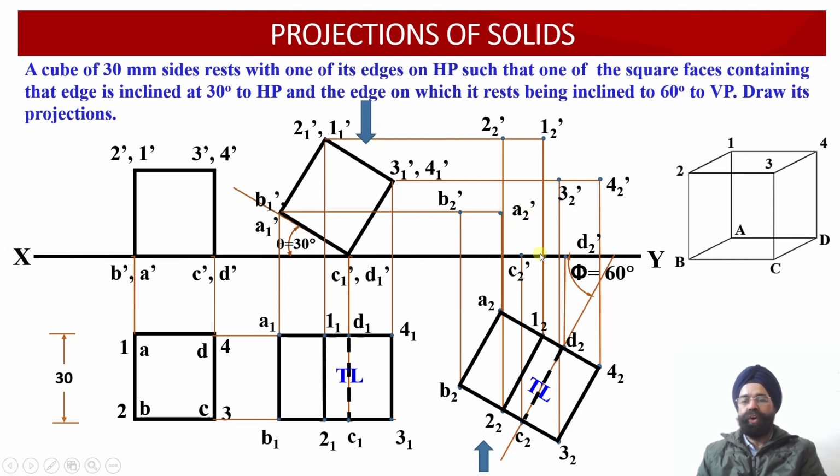So 4 points corresponding to the base, 4 points corresponding to the top face, they have been located. And which are the edges which we have to join? We have to join 1 2 dash, 2 2 dash, 3 2 dash, 4 2 dash and 1 2 dash. Similarly, we are also required to join A2 dash, B2 dash, C2 dash, D2 dash and A2 dash. And finally, we are also required to join 1 2 dash with A2 dash, 2 2 dash with B2 dash, 3 2 dash with C2 dash and 4 2 dash with D2 dash.